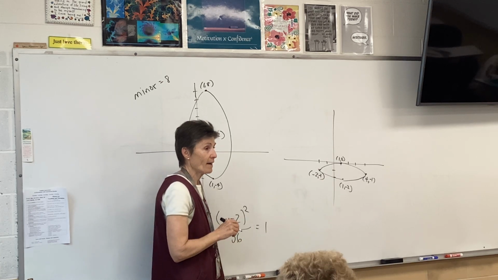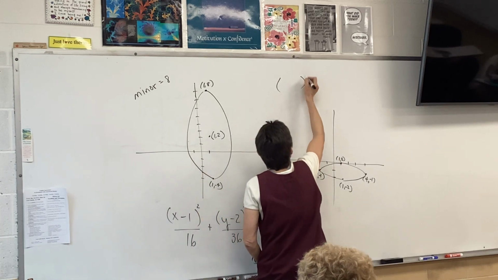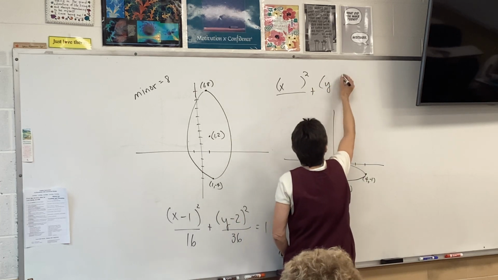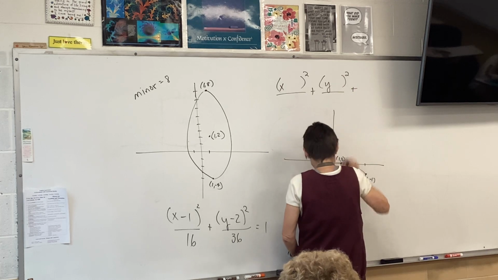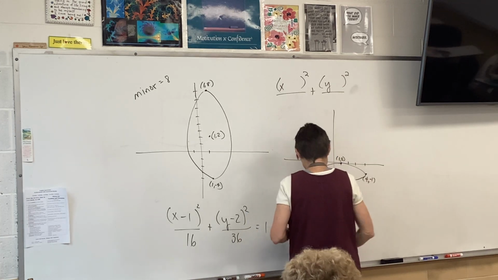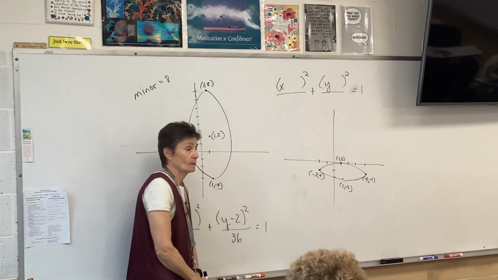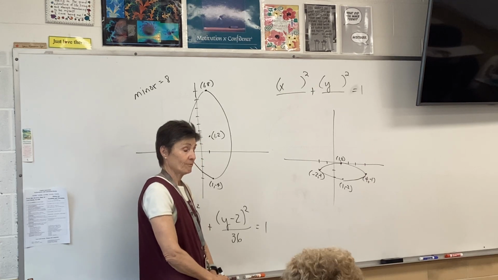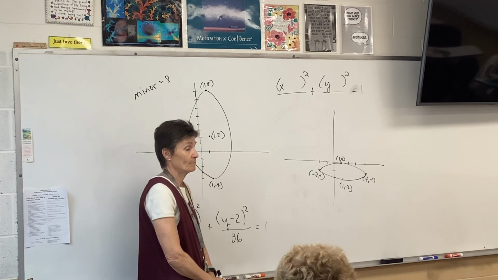Would everybody agree with that? And I know that my equation will look like every ellipse equation in the whole wide world. It will have an x squared and a y squared, and it's going to equal 1. Tell me what you can figure out from this information. What can you figure out?